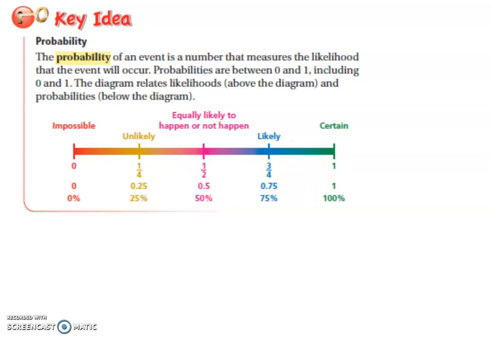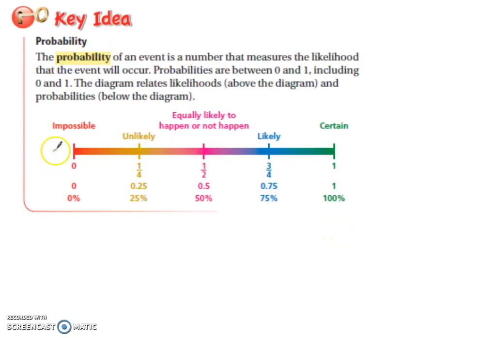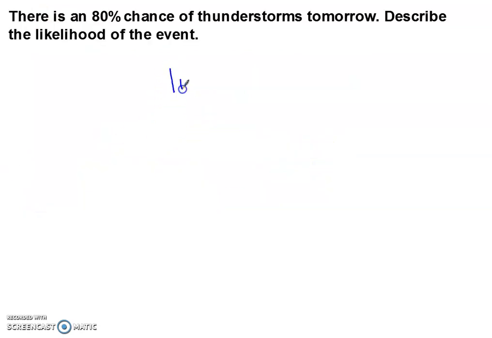Let's try some examples. There's an 80% chance of thunderstorms tomorrow. Describe the likelihood of the event. Where does it lie on this diagram? It's probably right here or so. So we'll say that the likelihood is likely. It probably will occur. Now, the likelihood that it'll be sunny here tomorrow is probably 90%. So it's likely that it's going to be nice and bright and sunny tomorrow here in Southern California.